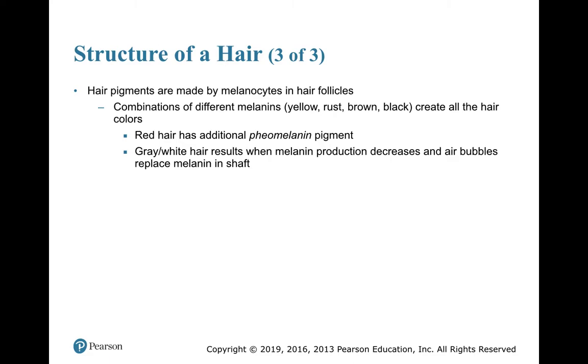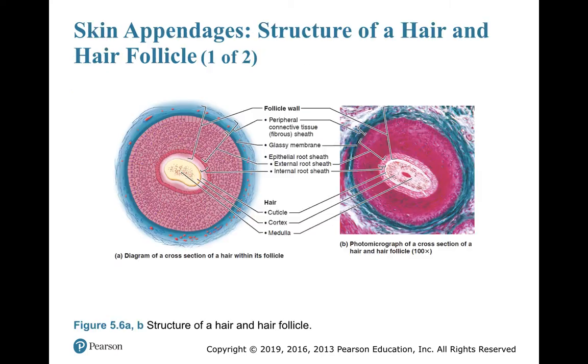Hair pigments are made by melanocytes, just like they were in the skin. These melanocytes are found in hair follicles. There are different melanins: yellow, rust-colored, brown, and black, and combinations of those can create all the hair colors except red. Red hair has an additional pigment called pheomelanin. Gray and white hair results when melanin production decreases and air bubbles replace the melanin within the shaft.